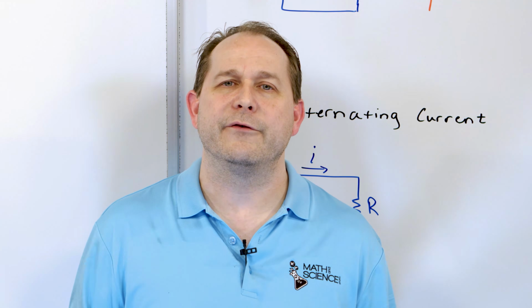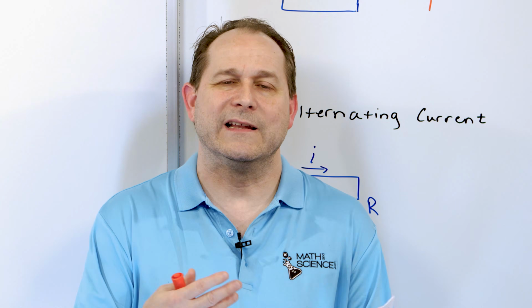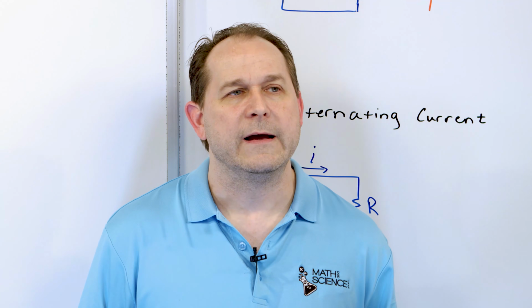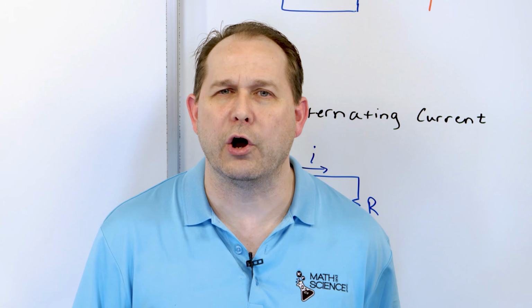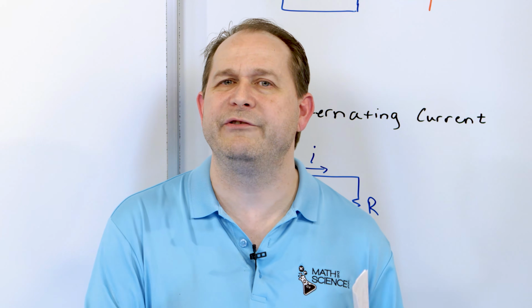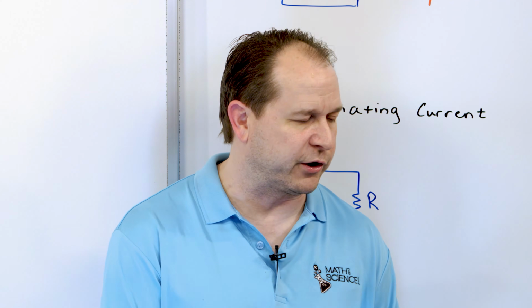For almost every other use in our daily life, we use alternating current. All of the electricity in your house is alternating current coming out of the walls. All of your appliances plugged in are using alternating current. Even when you turn on a light bulb, it's using alternating current. And I'm going to talk about why we have alternating current and what alternating current is.